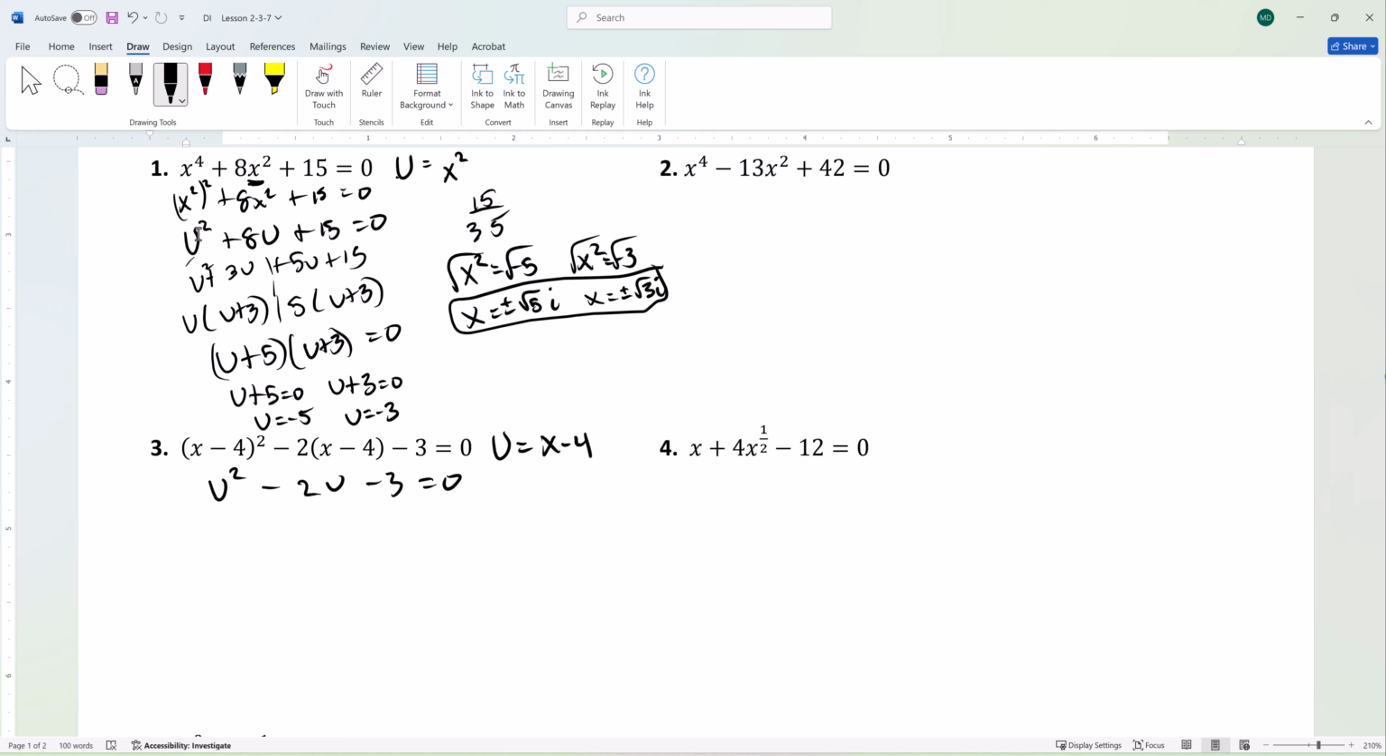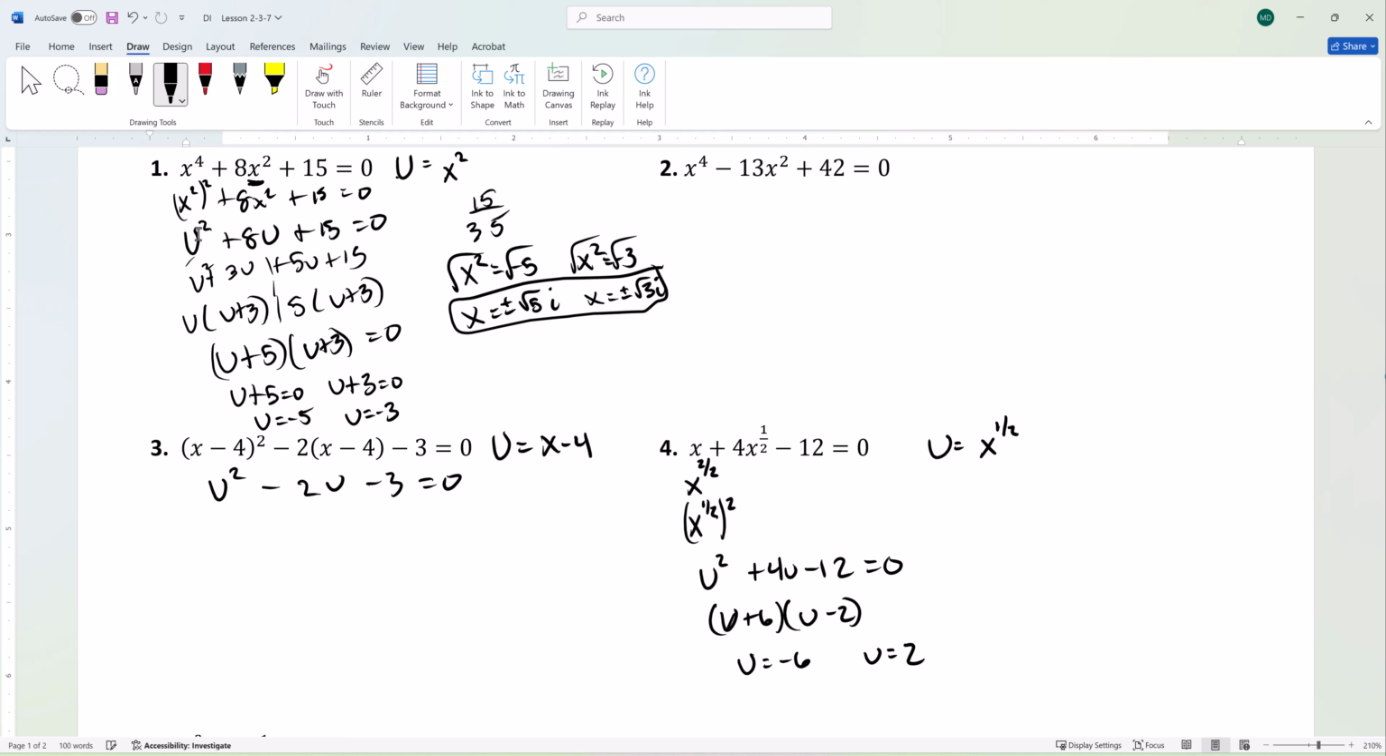For this one's a little invisible, but I can think of that as 2 over 2, which is x to the 1/2 squared. So my u is actually x to the 1/2. So this becomes u squared plus 4u minus 12 equals 0, which then a times c, 12 factors that add to 4 would be 6 and 2. So u plus 6, u minus 2. So you get u equals negative 6, and then u equals 2.